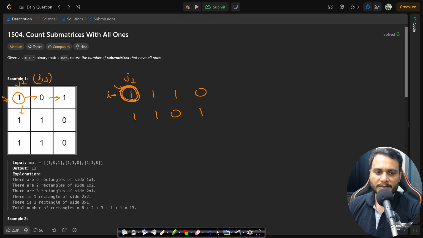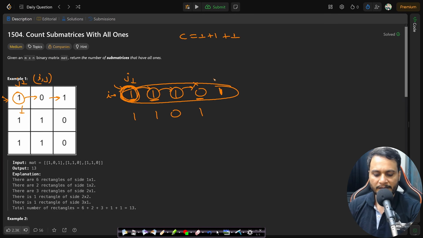Then you can start this count here because this is 1, so you can start the counter with 1. And if you can cover one more cell to the right, you can add +1. If you can cover one more cell to the right, you can add +1. Now since you have a 0 here, you should not go to the right hand side, because even if you have a 1 beyond it, this cannot be a valid submatrix, right? So as soon as you see a 0 in the row, you will stop, and similarly in the column as well, you cannot go beyond this point.